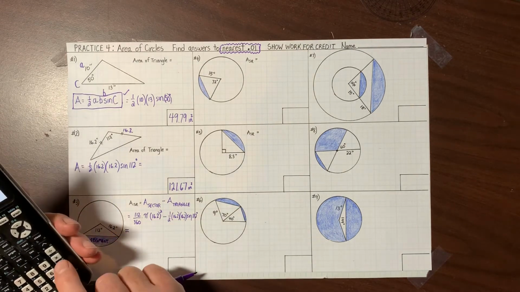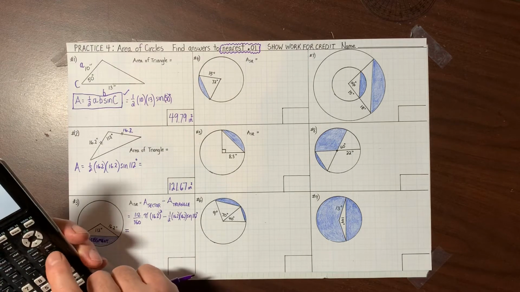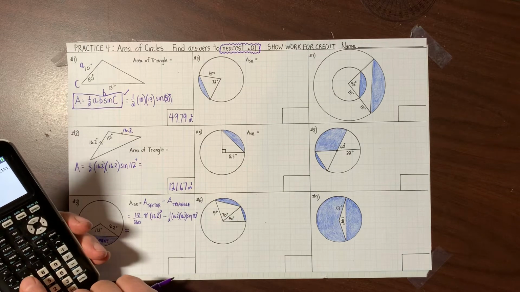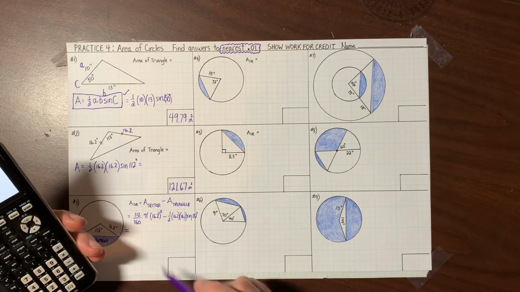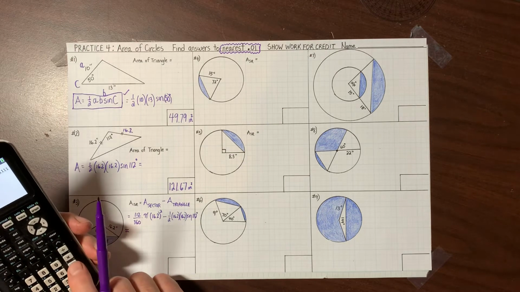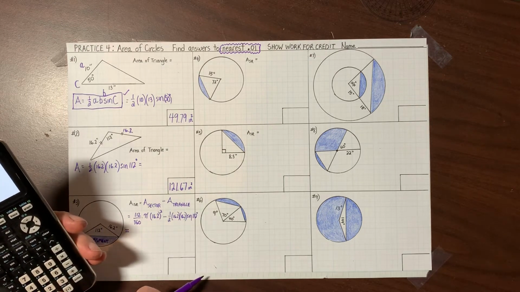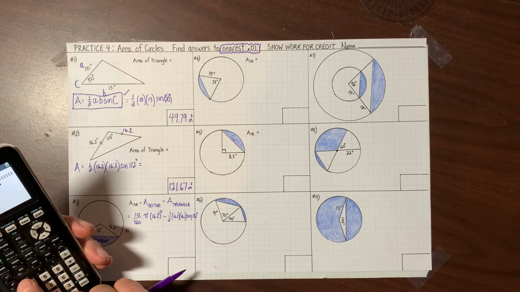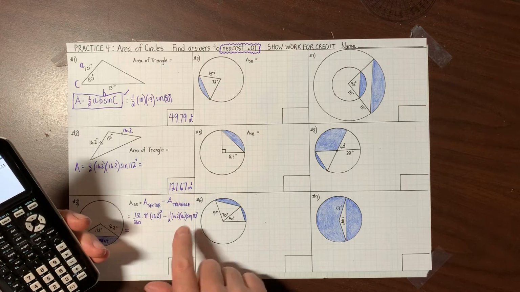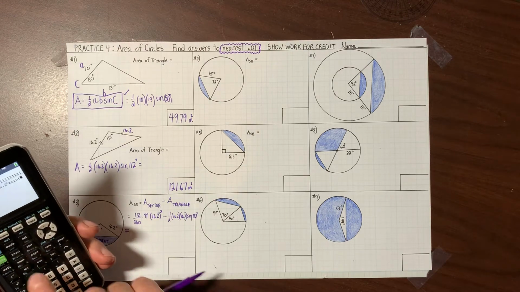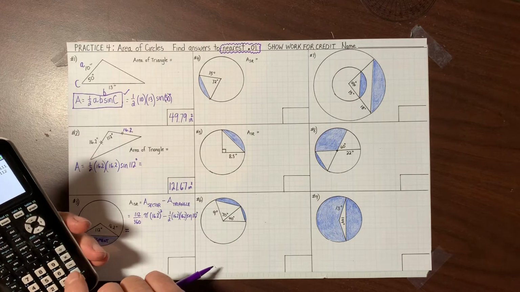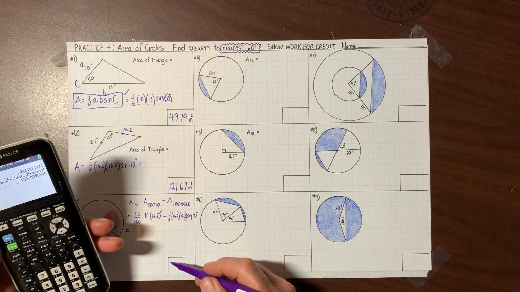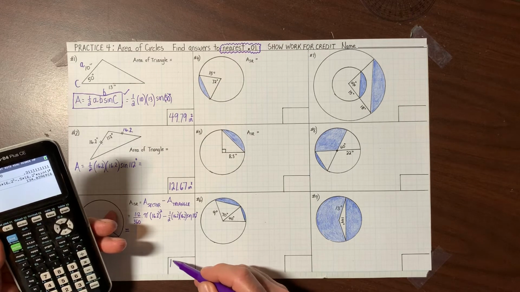Then I'm just going to go times, I'm going to hit my pi button, pi, times 16.2, I'm going to hit my x squared button, squared. Then I'm going to do minus 0.5 times, then I'm going to do 16.2 squared again, then times the sine of 112, close the parenthesis, enter. And I'm coming up with 134.84.